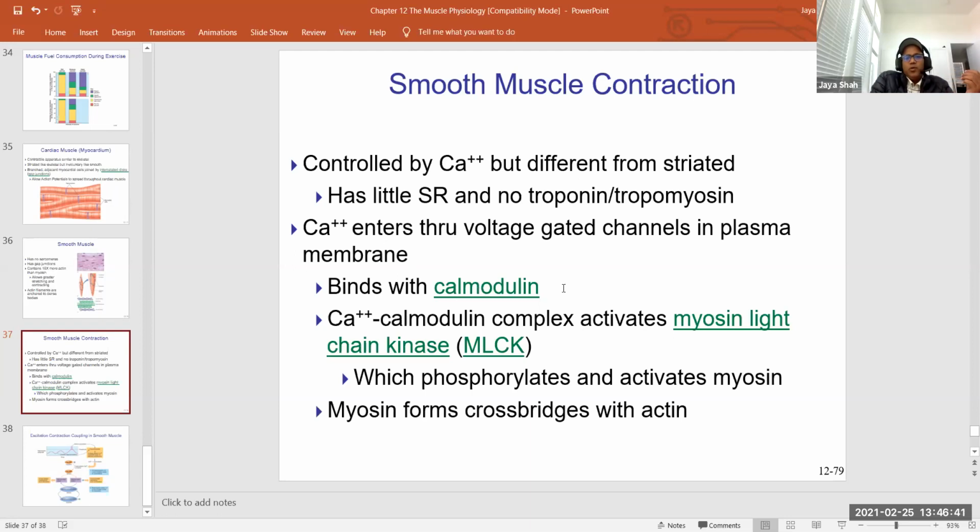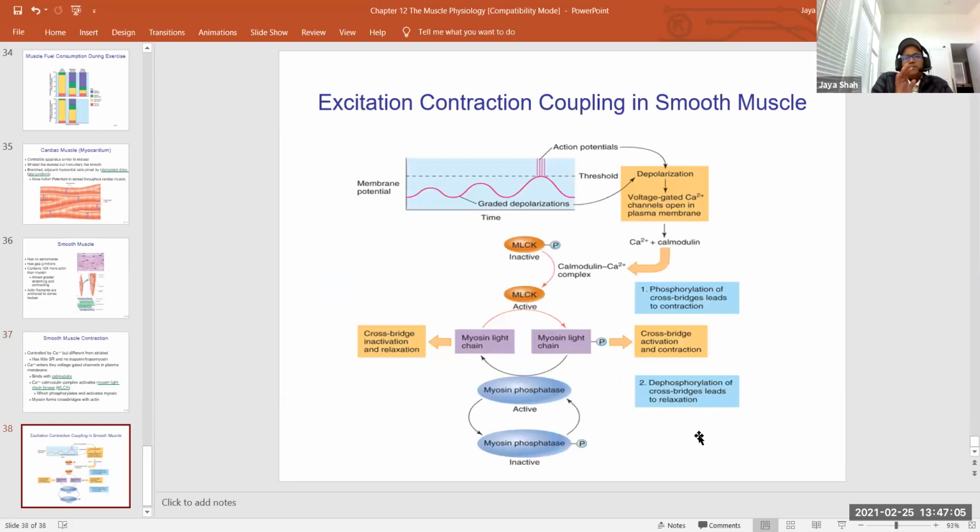It binds with calmodulin, another protein, and the calcium calmodulin complex activates myosin light chain kinase, called MLCK, which phosphorylates and activates myosin. Myosin forms cross bridges with actin. This is a complex process. I just want you to know it. You will not be asked in the exam. Again, that doesn't mean you don't know it. Know it, but you will not be tested on it. So here you go. How smooth muscle contracts. Cardiac muscle, we're going to talk about in detail in the cardiovascular system.